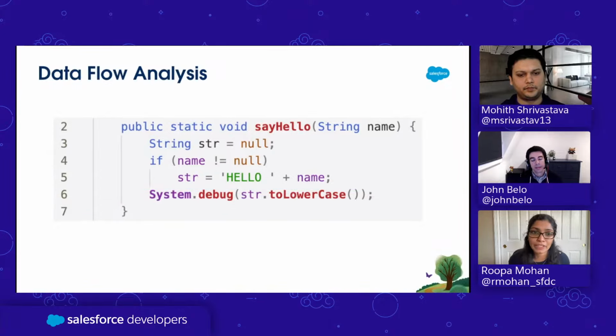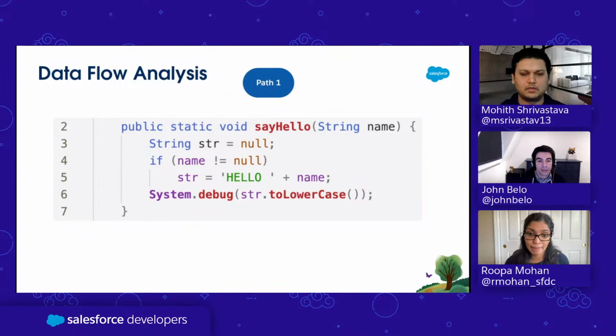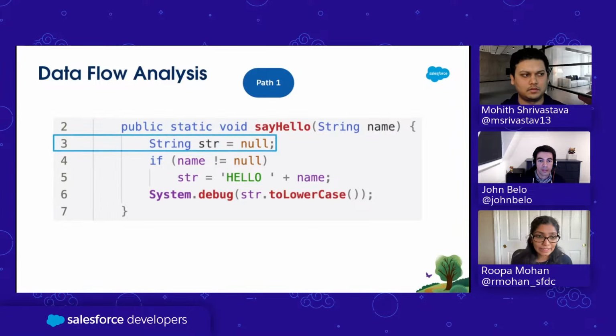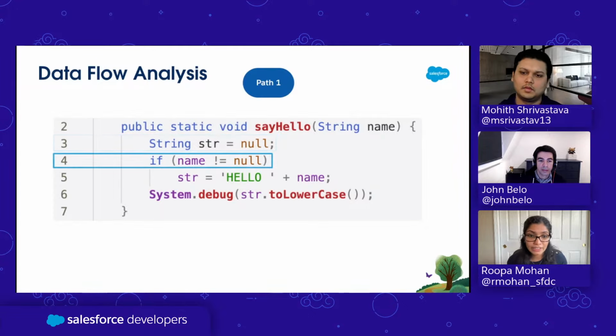Now, if the same thing is handled by data flow analysis, you can see that it first starts off with the method declaration, and then it says, okay, you have something called name. I don't know what value is being set for that name. So let me just assume that this is indeterminate. I don't know what this name parameter is. And then it cautiously starts walking path 1. And then in line 3, it notes down that you have a string variable called str, and that's being set to null. And then it sees this if condition.